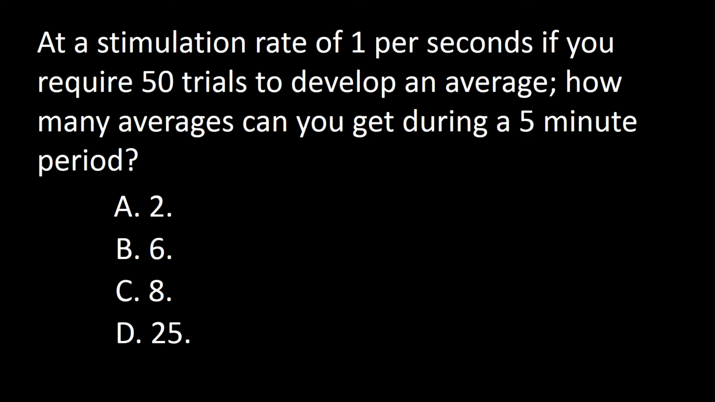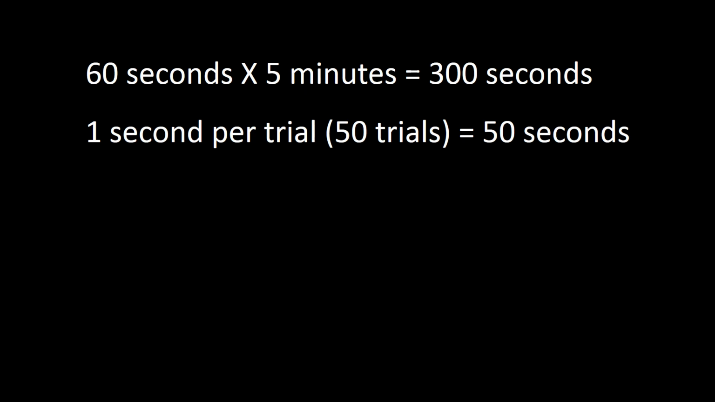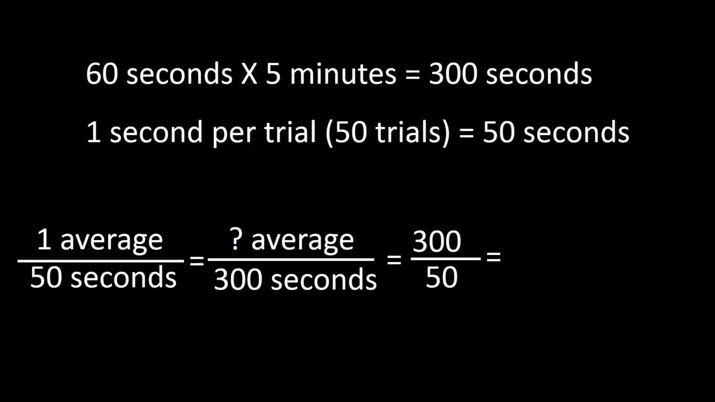Next question. At a stimulus rate of 1 per second, if you require 50 trials to develop an average, how many averages can you get during a 5-minute period? A 2, B 6, C 8, D 25. Given 5 minutes, which is to say 300 seconds, stimulating at 1 trial per second and using 50 trials to get an average, those 50 seconds to get an average, applying the mathematical rule of 3, as you can see in this frame, the answer becomes obvious.